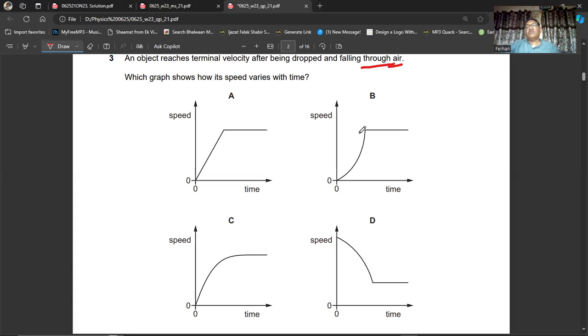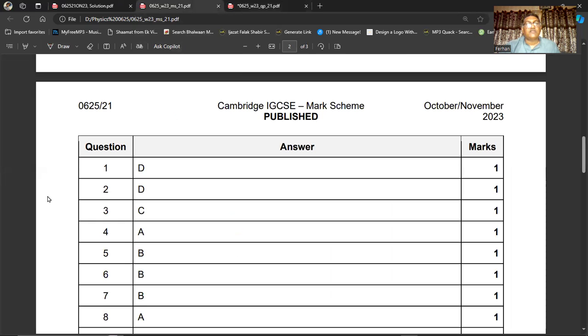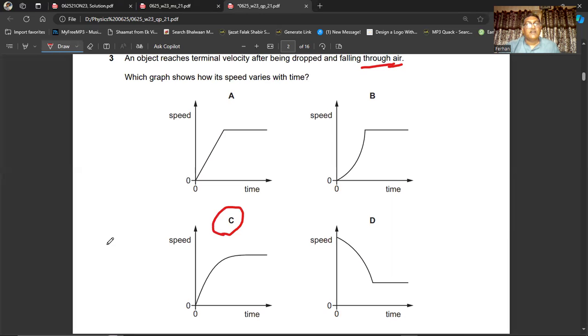And at the terminal velocity, the gradient becomes 0, meaning the graph becomes flat. So I think C is the best choice. It's an ideal question. And C is the choice. Question number 3, C is the right choice, sir.